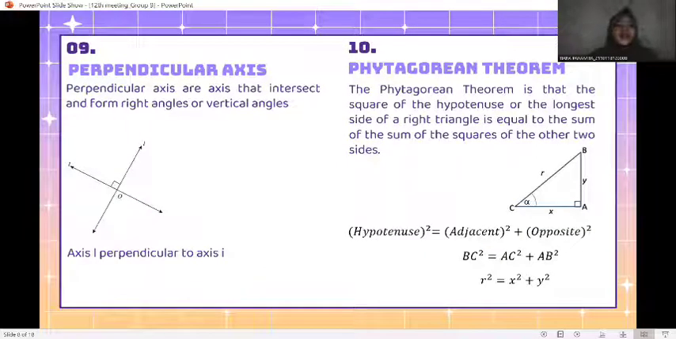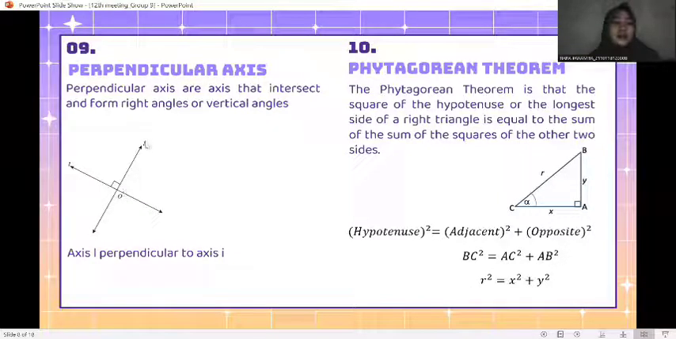The next, perpendicular axis. Perpendicular axes are axes that intersect and form a right angle or vertical angle. Example, this is a perpendicular axis.